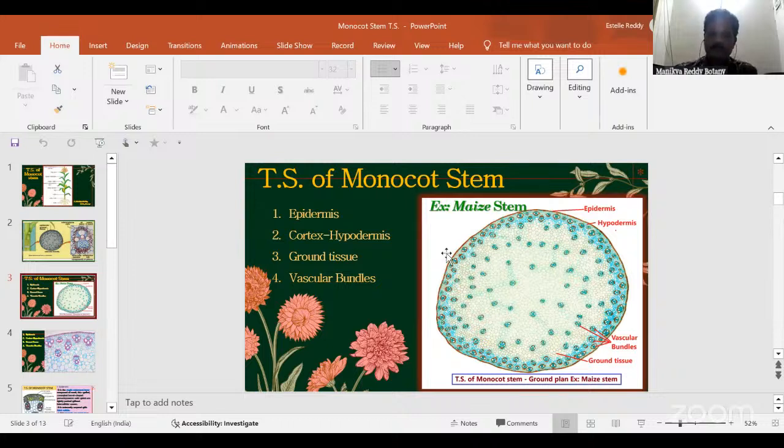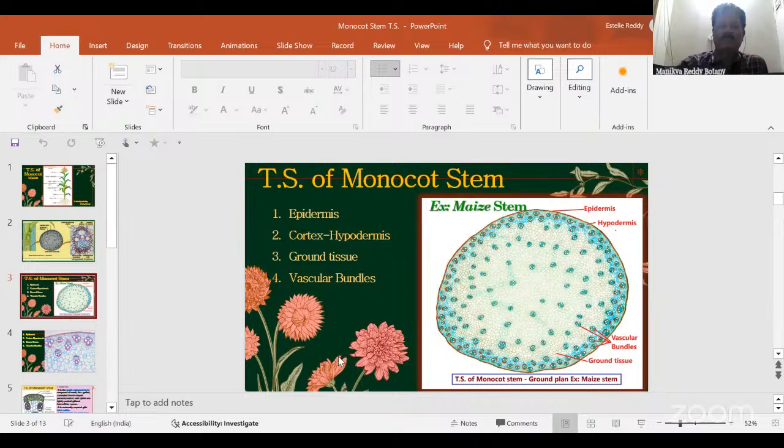This is about epidermis. You can find few stomata also in epidermis. The function of epidermis is protection and exchange of gases and prevents the transpiration. Because of the presence of stomata, it also helps in transpiration.